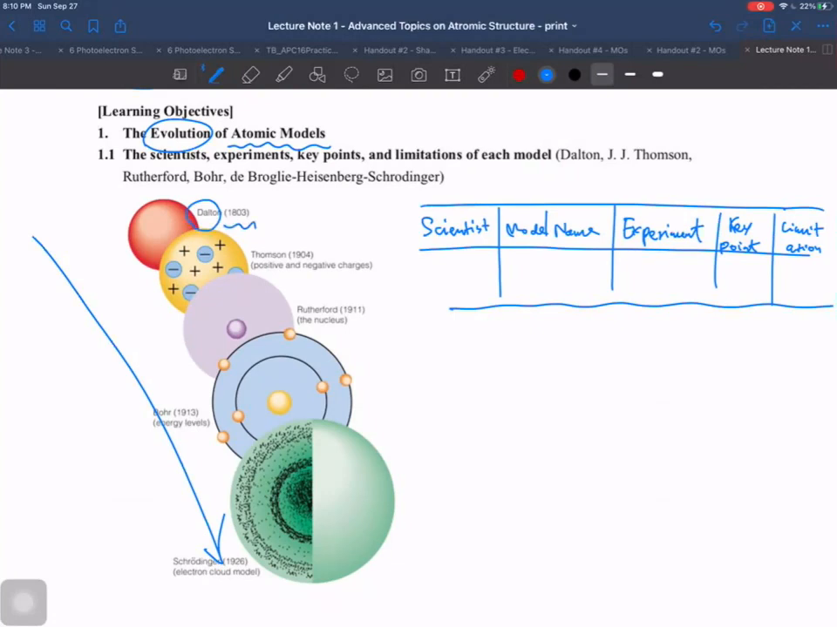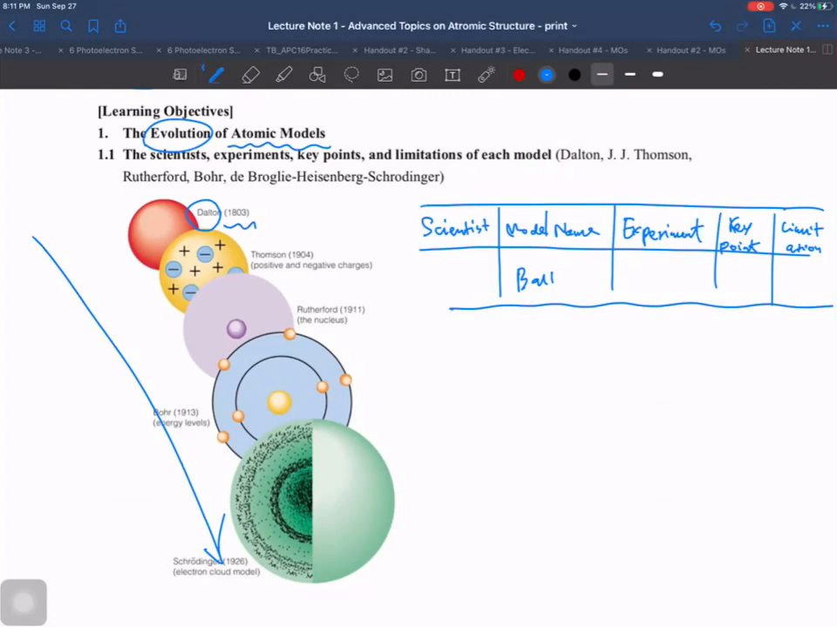Maybe we can just call it a solid sphere model, because basically Dalton thought atoms are the smallest substance, the smallest particle that makes up everything, and it's tiny and indivisible. Actually, right now we know it's wrong, right? Obviously, Dalton had no idea about what is inside the atom.